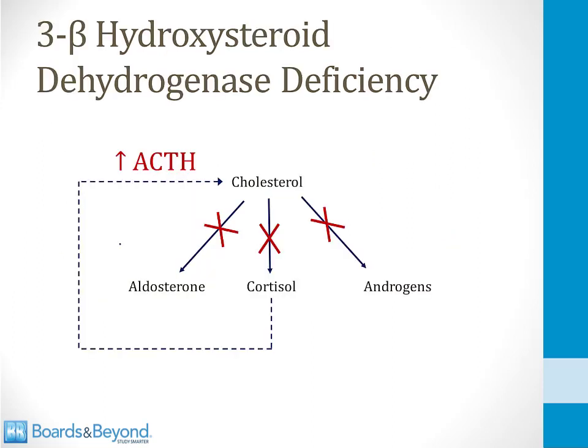The last adrenal hyperplasia is a 3-beta-hydroxysteroid dehydrogenase deficiency. In this disorder, children cannot make aldosterone, cortisol, or androgens. This is very, very rare, and I'm not even going to go through all the clinical characteristics. You can figure them out yourself if you know which hormones are deficient.